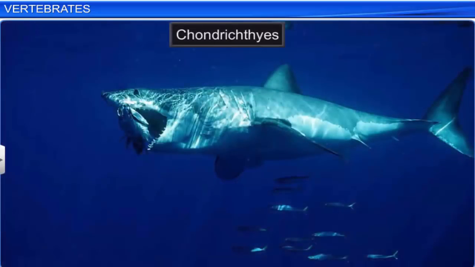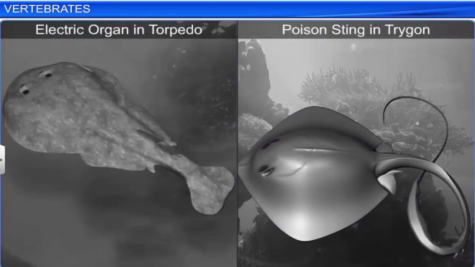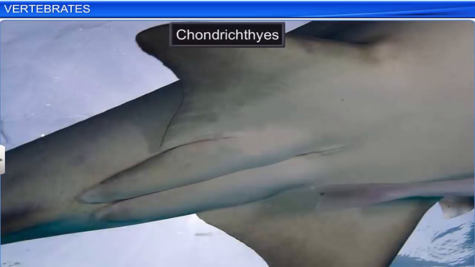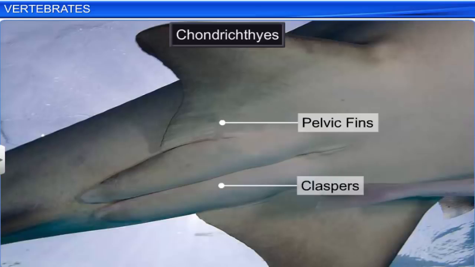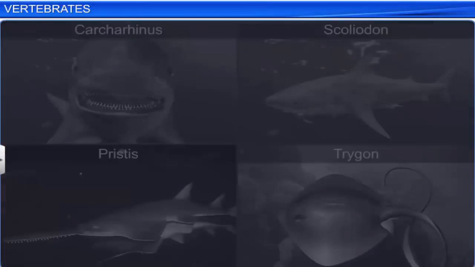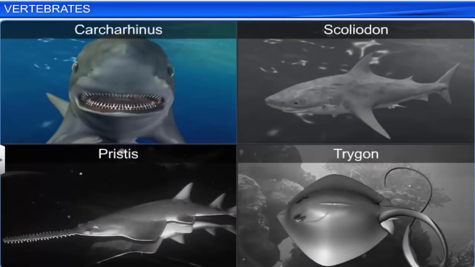They also have powerful jaws that make them good predators. Some of them also have an electric organ or a poison sting to protect themselves from predators. Chondrichthyes are dioecious, and the pelvic fins in males have claspers. Fertilization in these fish is internal, and many of them are viviparous. Carcharinus, Scoliodon, Pristis, and Trigon are examples of this class.